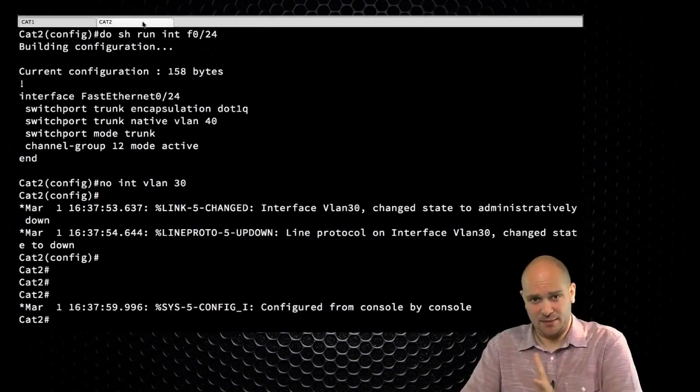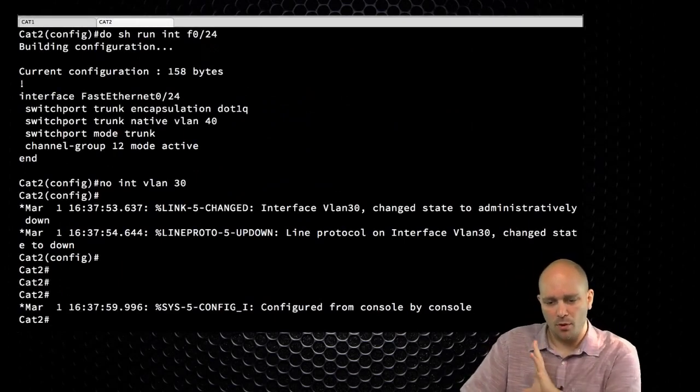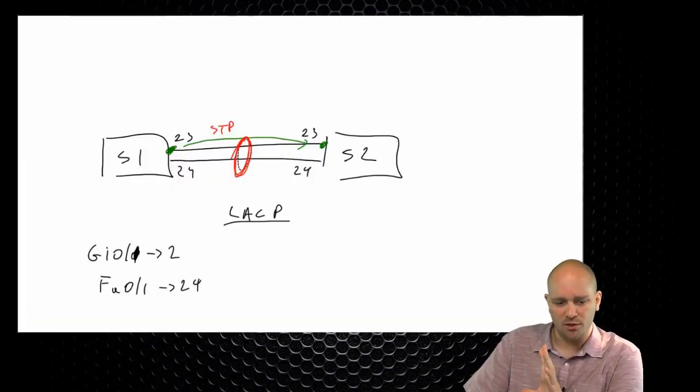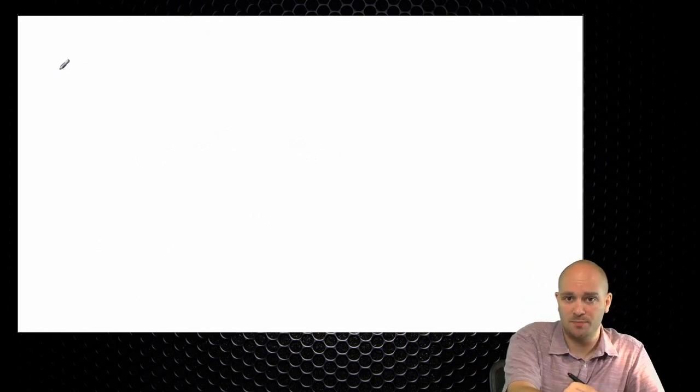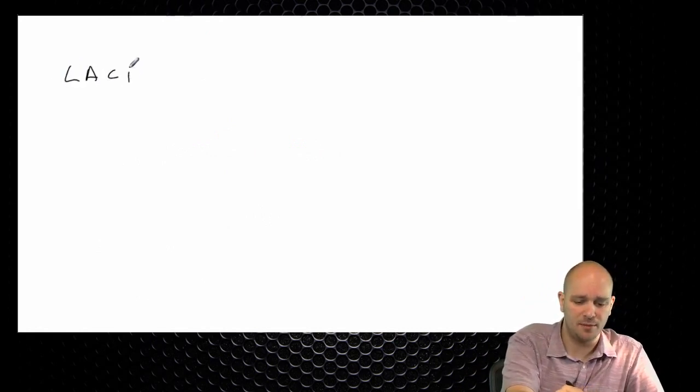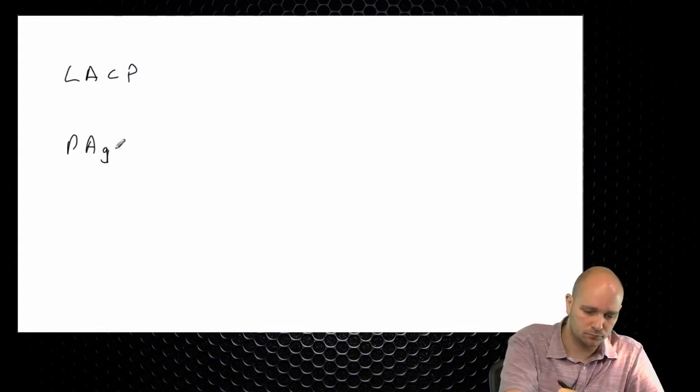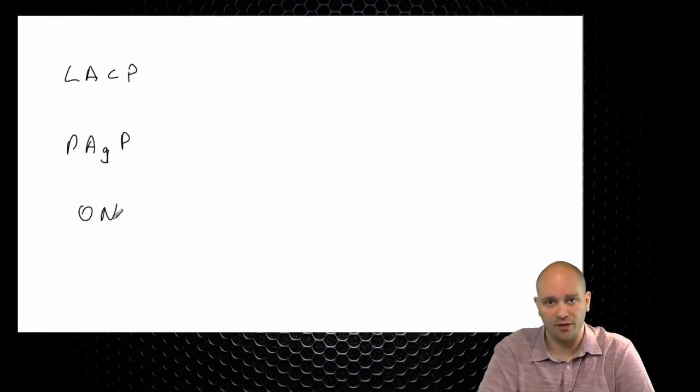This is the basics of EtherChannel. Now, when we start diving a little bit deeper into EtherChannel, we have to remember that there are, generally speaking, three ways of configuring EtherChannel. We have LACP, we have PAgP, and there is a static "on" configuration.